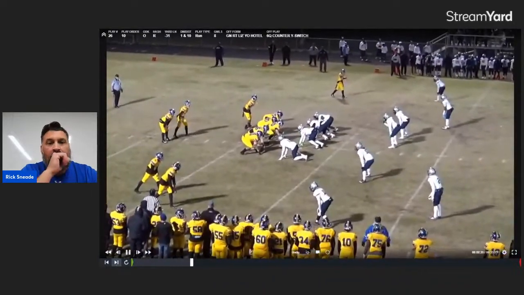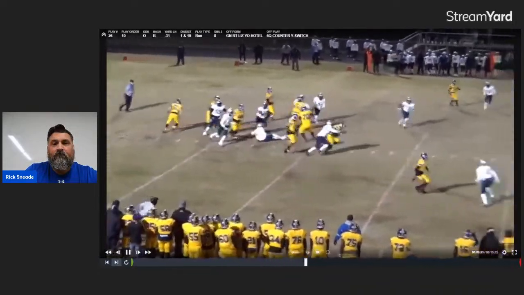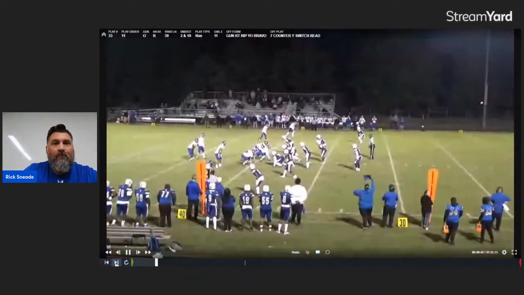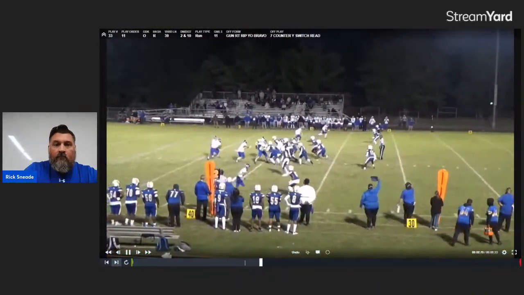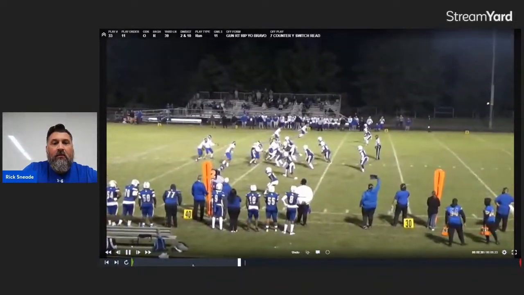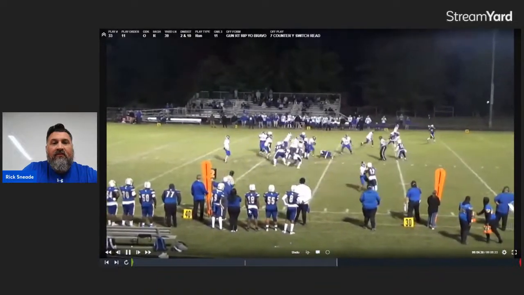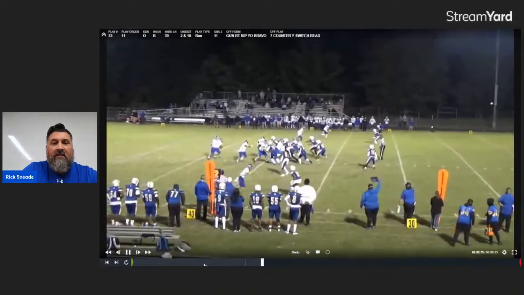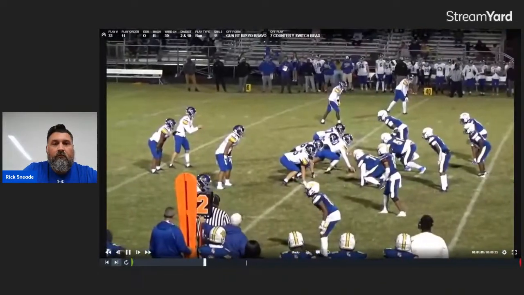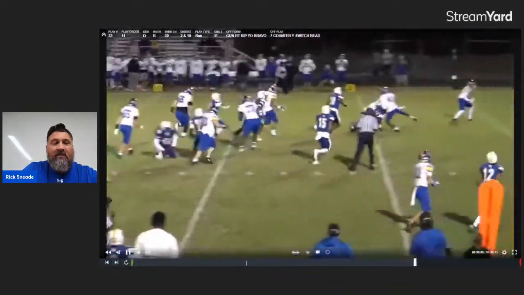Here's a look from the sideline. Again, Y switch read. We're reading the backside end. I mean, this kid is wasted. And 15 is not doing anything because he is honoring our read. Tight end is pulling. He's blocking the play side linebacker.